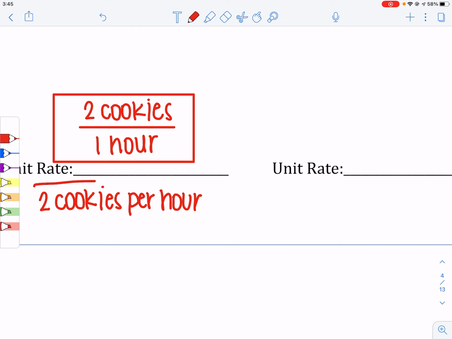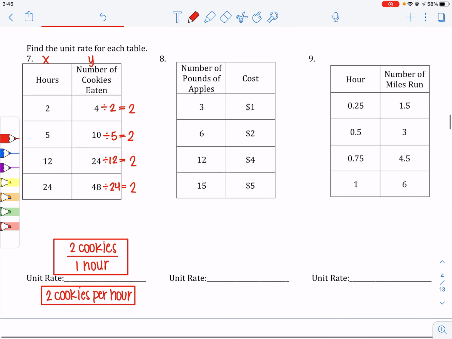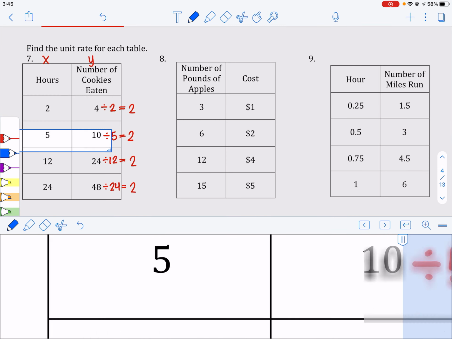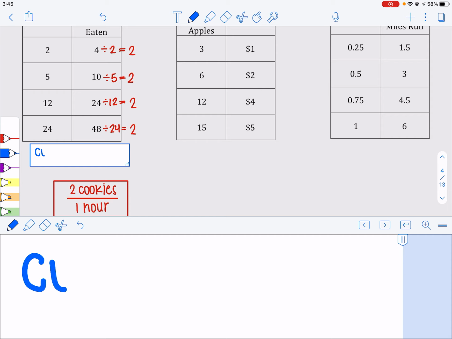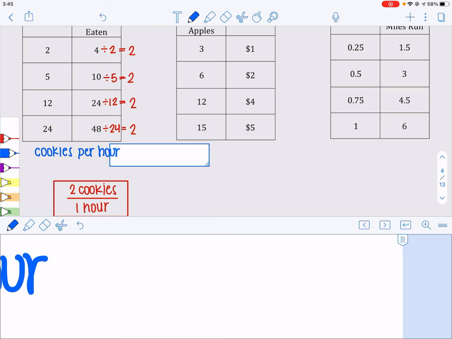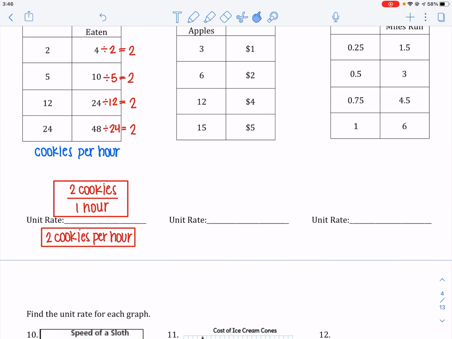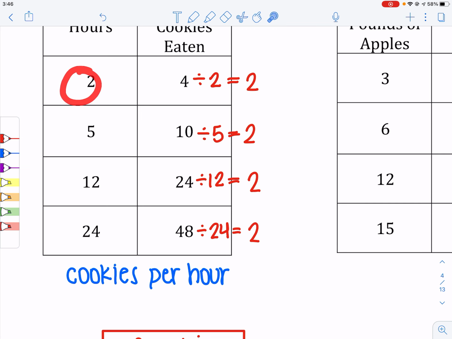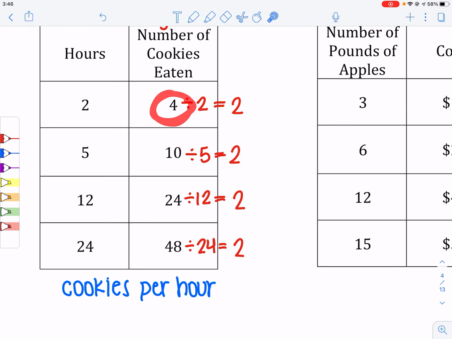Okay, and sometimes, like when I give you a quiz or maybe on a test, to give you a little hint, I'll say, give me your answer in cookies per hour. So I will give you this part of it. I'll say cookies per hour, and that'll help you know how to do your dividing, because sometimes it's hard to know, like, do I do 2 divided by 4, or do I do 4 divided by 2? Well, if I want your answer in cookies per hour, that means take the number of cookies and divide by the number of hours.